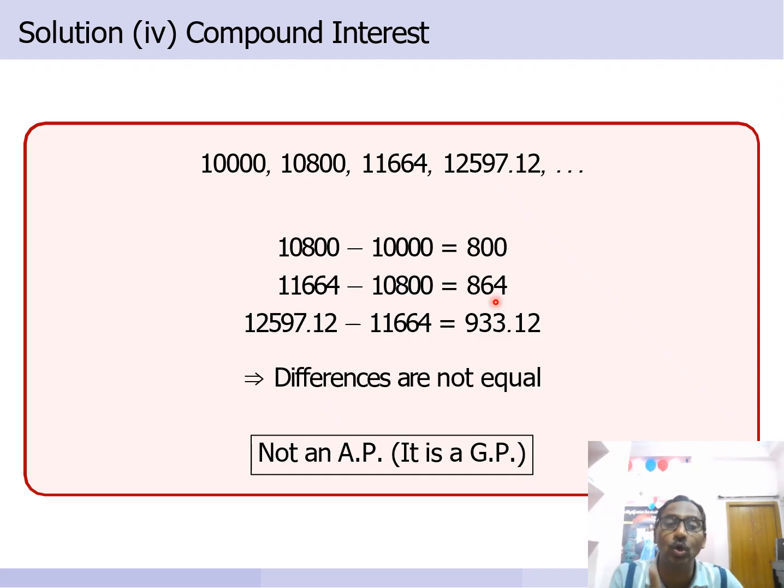So what can you conclude? This is not an arithmetic progression. So not an AP. You may get that it is a GP. If you divide A2 by A1, A3 by A2, A4 by A3, you will get the same common ratio. That's why it will be a geometric progression but not an arithmetic progression.